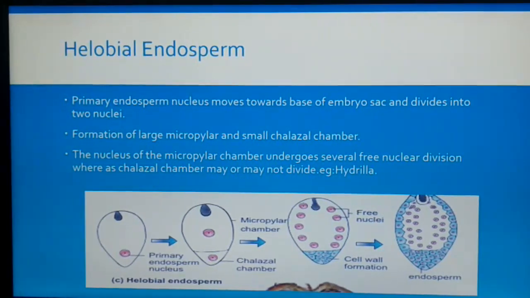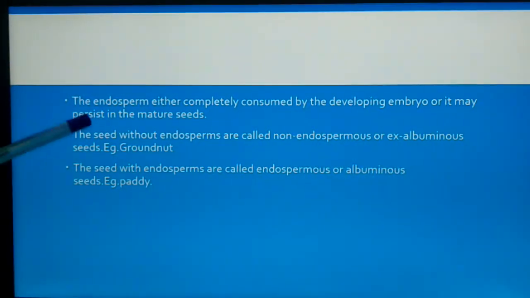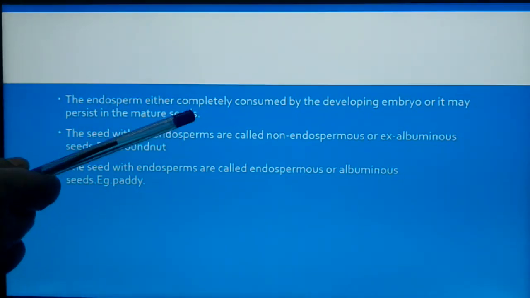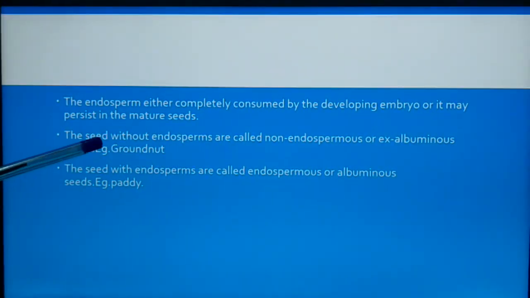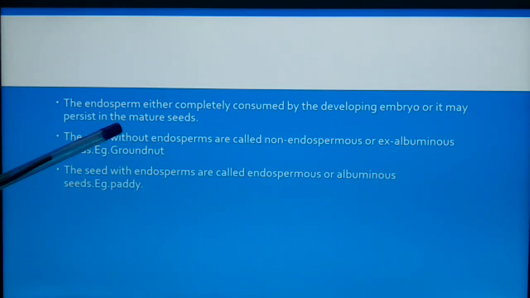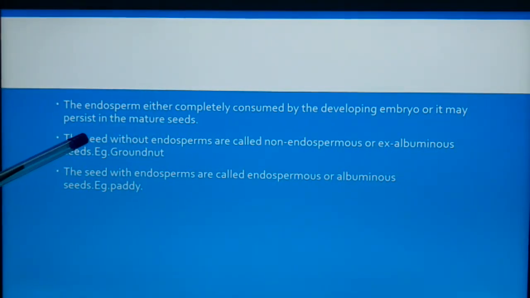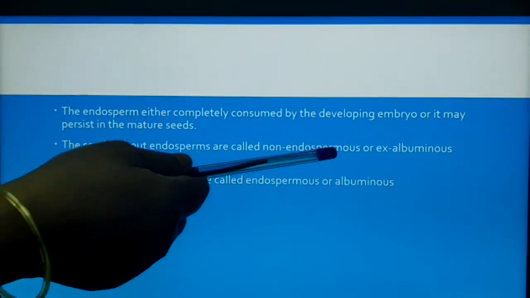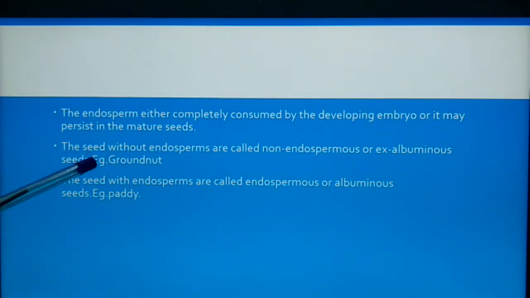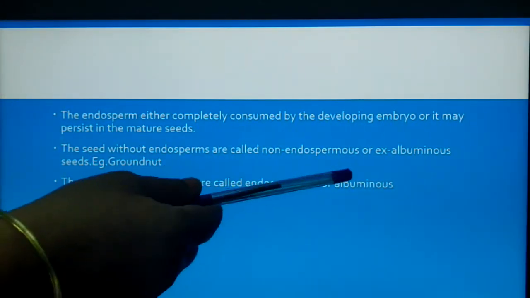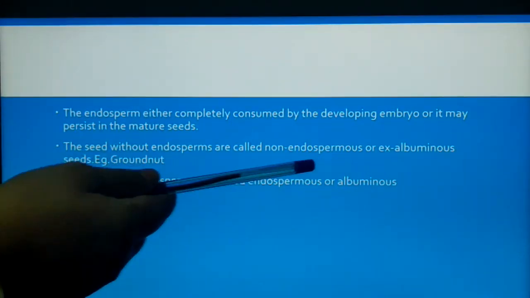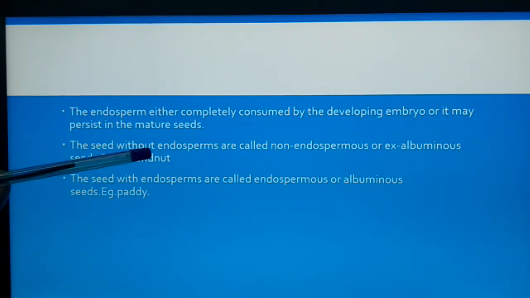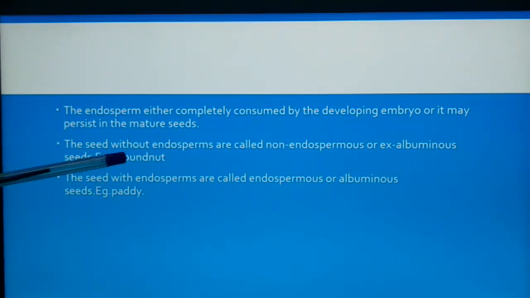The endosperm may be either completely consumed by the developing embryo or sometimes it may persist in the mature seeds. The seeds without endosperm are called non-endospermous seeds, for example groundnut. In these plants, the cotyledons are used as a nutritive tissue for the developing embryo.